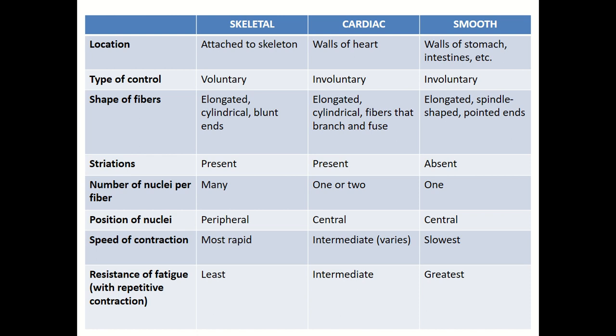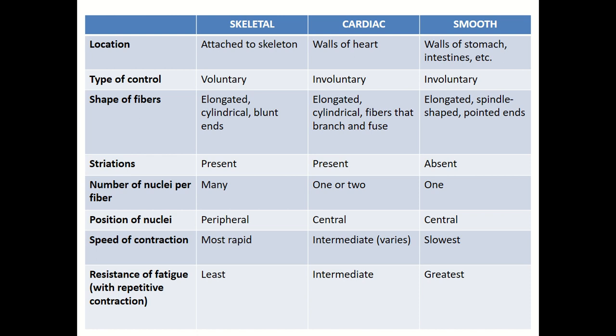Okay. So how about the shape of the fiber? Skeletal, the fiber is elongated, cylindrical, but has blunt ends. Cardiac also has elongated and cylindrical fiber. However, the fiber does not have blunt ends. Instead, they have a branched and fused structure. For smooth muscle tissue, the fiber, of course, same as the others, is elongated. However, it is spindle in shape, not cylindrical, and has pointed ends.